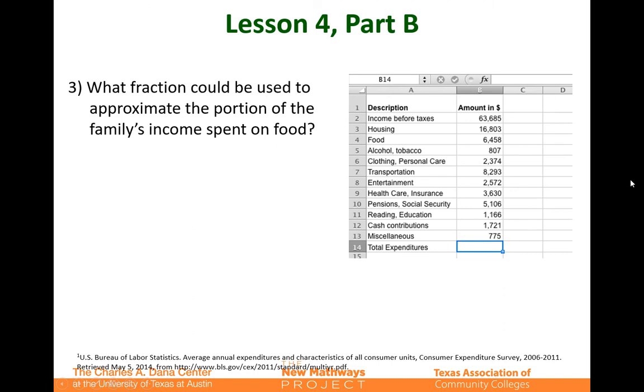What fraction could be used to approximate the portion of the family's income spent on food? So this family, there's food, $64.58.